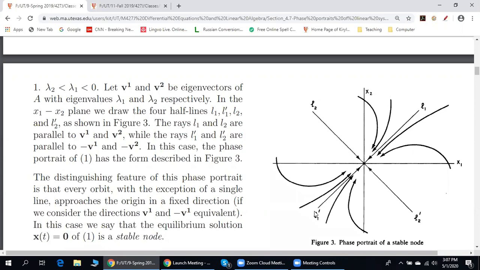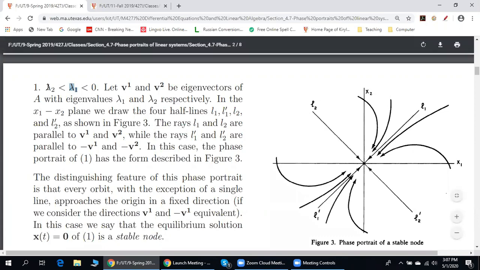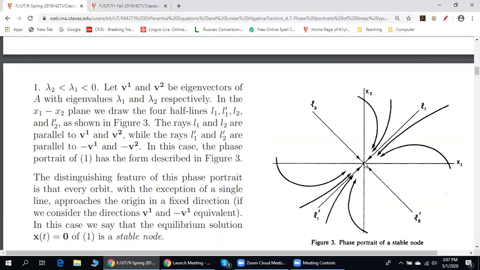Line number 1 is parallel to any vector from the eigenspace corresponding to lambda 1. Line number 2 is parallel to a vector from the eigenspace corresponding to lambda 2. L1, L1 prime, L2 prime, and L2 are 4 orbits. All other orbits go closer and closer to the origin, approaching L1 or L1 prime.